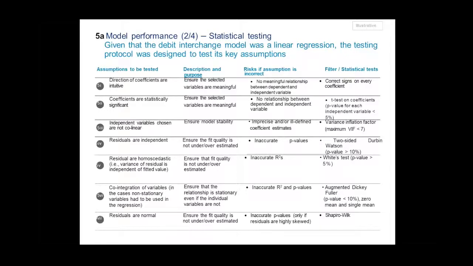The model performance is statistical testing, and given the model was a linear regression, the testing protocol was designed to test its key assumptions. So we can identify all those key assumptions and do further testing. For example, is the direction of coefficients intuitive, and then we use a filter for the correct signs on every coefficient. With all those details we can do t-testing, use the variance inflation factor to remove collinear variables, and look at the p-value. All those tests can be performed.